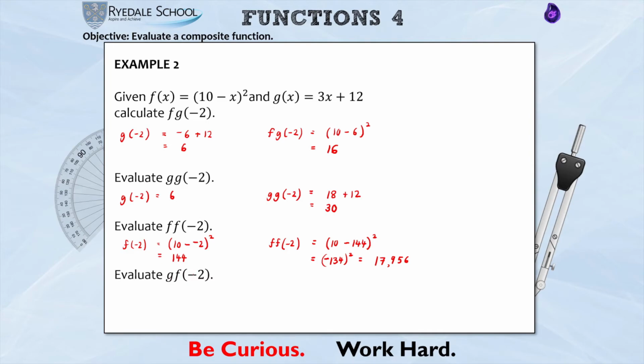Now we're going to do g of f of negative 2. Well, we've already worked out f of negative 2 a moment ago. That was 144. So to do g of f of negative 2, I'm now substituting 144 into function g. So 3 lots of 144. Again, I'm going to use my calculator for this one. Is 432. And plus another 12 would be 444.